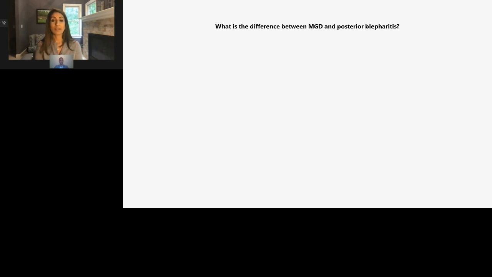Okay, so next question, what's the difference between MGD and posterior blepharitis? Those are the same to me. Posterior blepharitis and MGD are synonymous. Anterior blepharitis would be more like that crusty lid margin disease, staph infection maybe, whereas posterior blepharitis, the posterior lid, is what includes the meibomian gland. So they're synonymous to me.